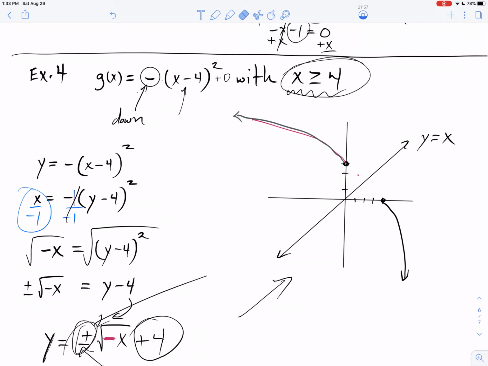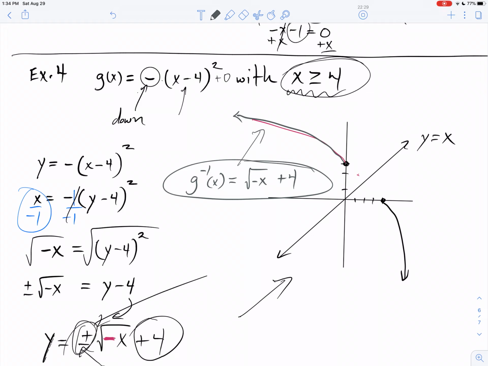What is the name of this function? What is the name of the dude that's finally left over all that work? His name would be g inverse, or her name, g inverse of x, or sorry, root negative x, let me undo that, root negative x plus 4. That would be the guy. That would be the name of the function that matches up with my function to make the inverse look correct.